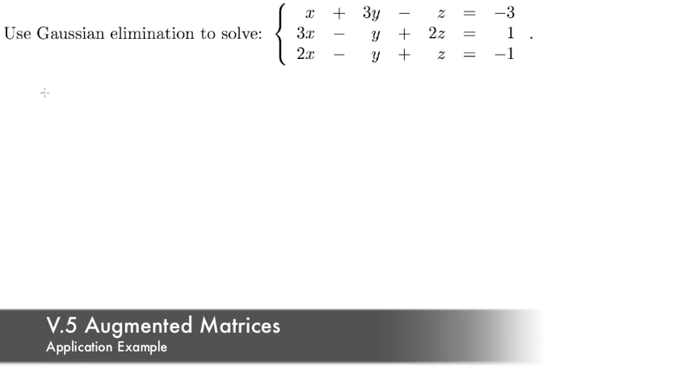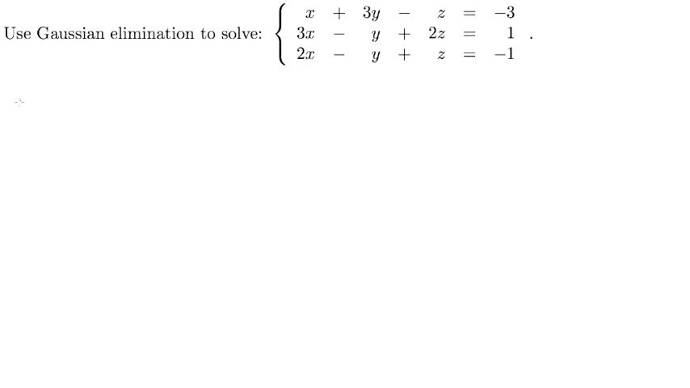All right, so here we're asked to use Gaussian elimination to solve the system of equations. So the first thing we're going to do is rewrite the system as a matrix. My first row in my matrix is going to correspond to my first equation. Second row will correspond to my second equation. And then my third row corresponds to my third equation. So there we go. I'll go ahead and put in my separating line there.